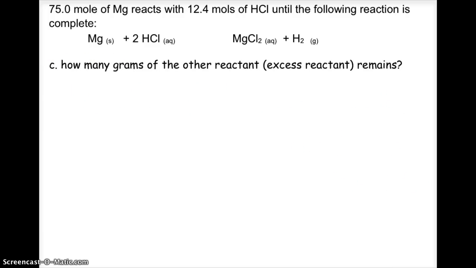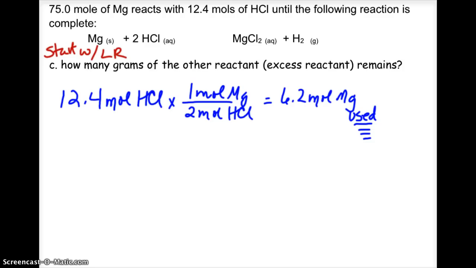Part C of this question says how many grams of the other reactant, known as the excess reactant, remains. Well, to do this work, you're going to want to start with the limiting reagent as well. I start with the 12.4 moles of HCl because that was my limiting reagent, and I compare back to the other reactant. The other reactant in this equation is magnesium, so I calculate that 6.2 moles of magnesium are used when all of that 12.4 moles of HCl is used up.